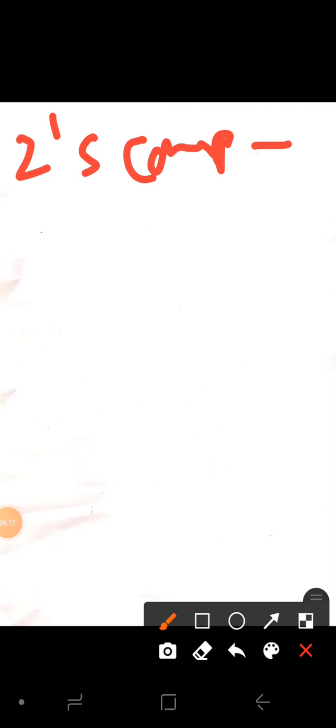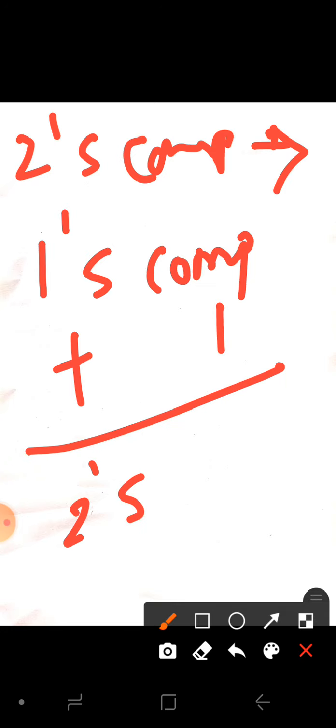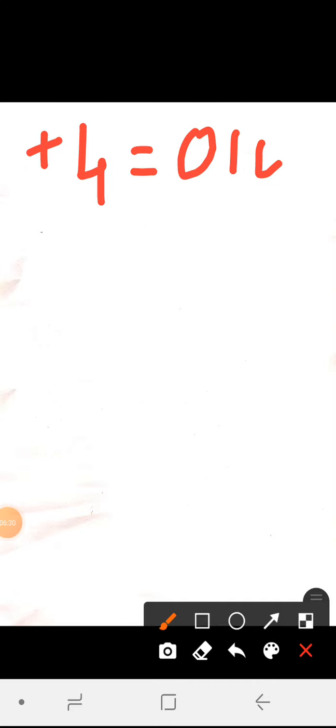power n minus 1. Whereas 2's complement number says that you have to take 1's complement of the given number, then you have to add 1. Then you have to add 1 to the complemented number. It will get you 2's complement. Or else you can directly subtract the given number from 2 power n. So to find out 2's complement number, you have to take first 1's complement, then you have to add 1, where you will get it as 2's complement. For example, we will take the same plus 4, which is equal to 0 1 0 0.